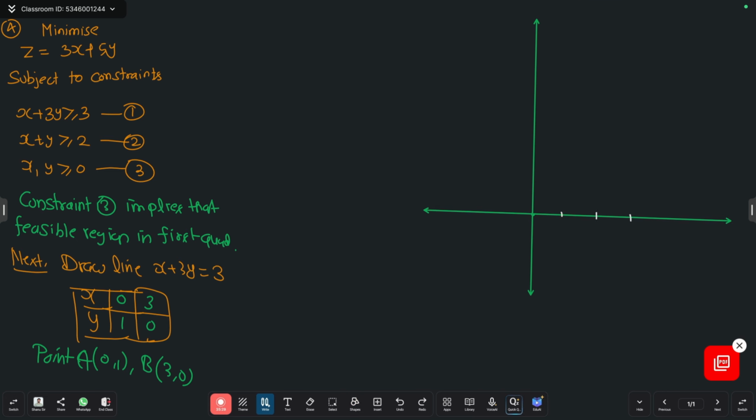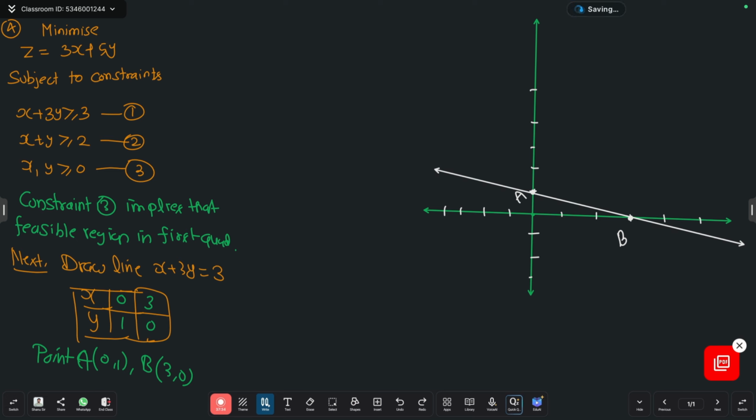Point A is 0 comma 1, x value 0 and y value 1. Point B is 3 comma 0, x value 3, y value 0. Join A and B.